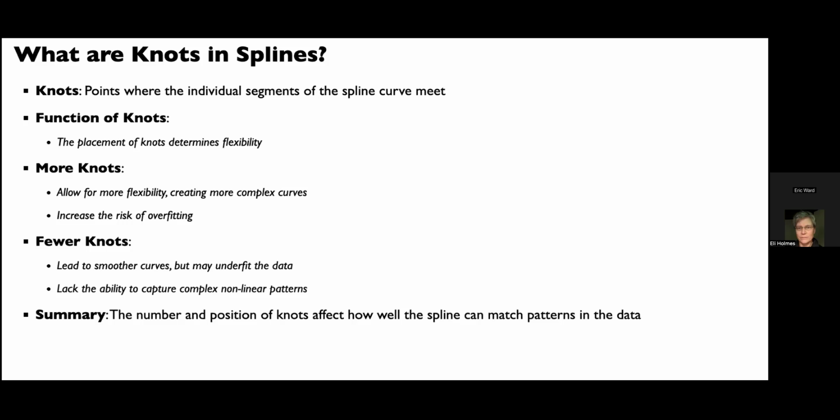Okay, so like with basis functions, fewer knots can lead to smoother curves, but also potentially underfit the data, versus adding more knots, which can also be overfitting. So it's really affecting, just like with basis functions, changing the number and position of knots affects how well our spline can match the data.